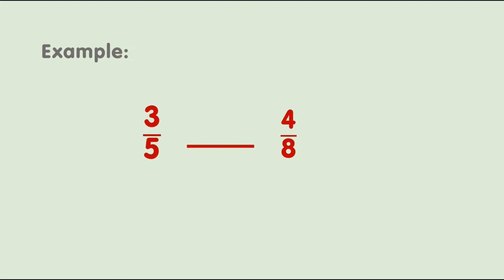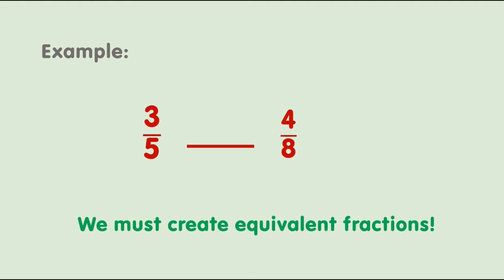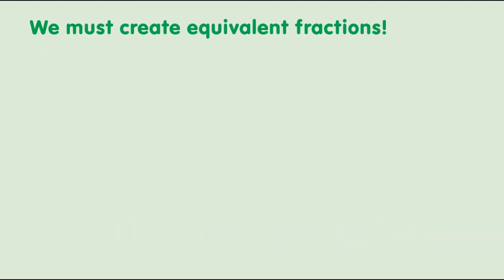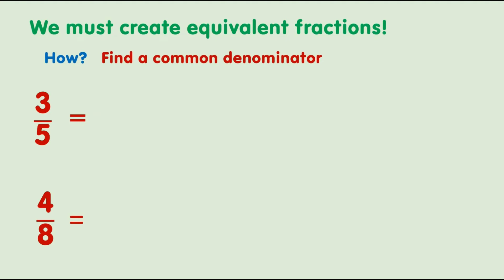In this case, we must create an equivalent fraction for each of them. Now, we must create an equivalent fraction for 3 out of 5 and also 4 out of 8. But how? We need to find out the common denominator. In other words, we need to find an equivalent fraction for 3 out of 5 and also for 4 out of 8 that has the same denominator. Yeah? And in order to find the same denominator, we need to write the multiples of each number.